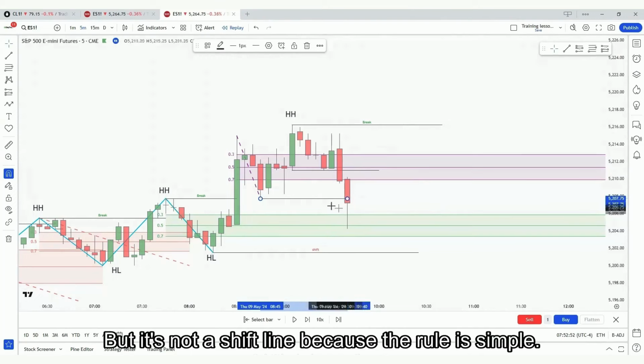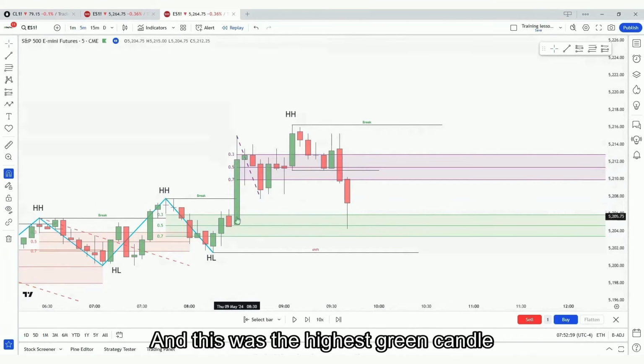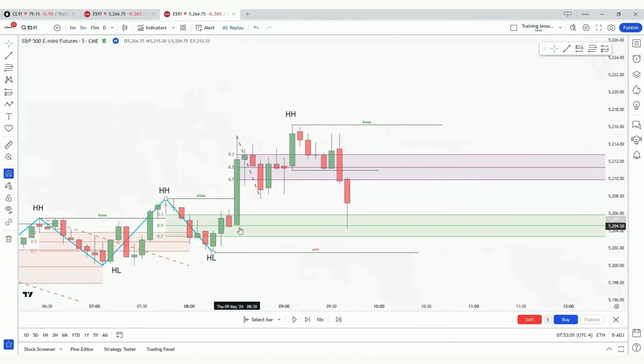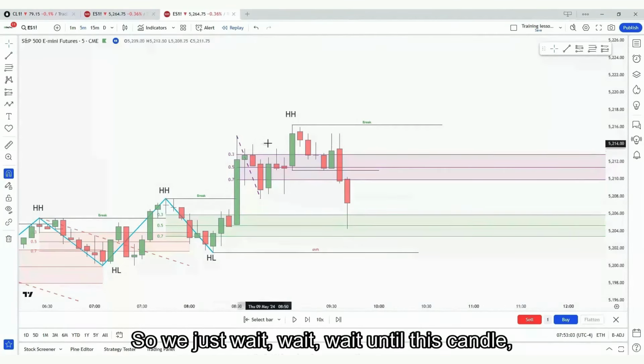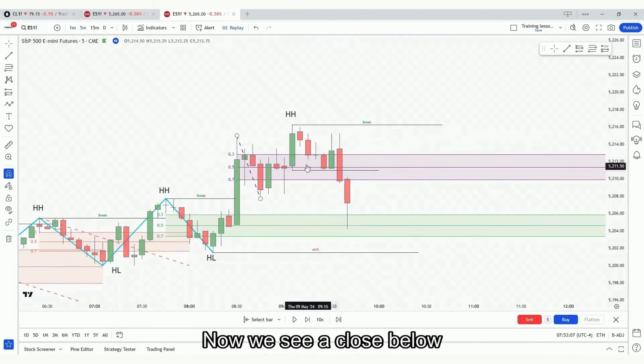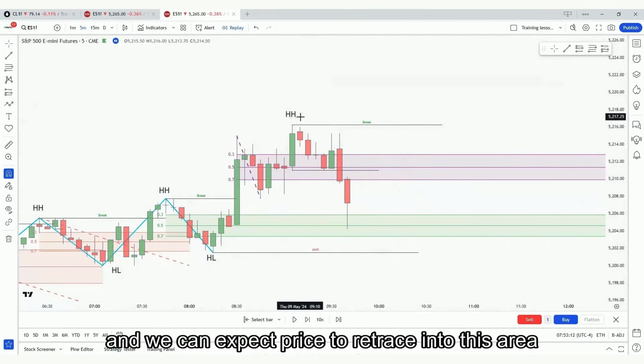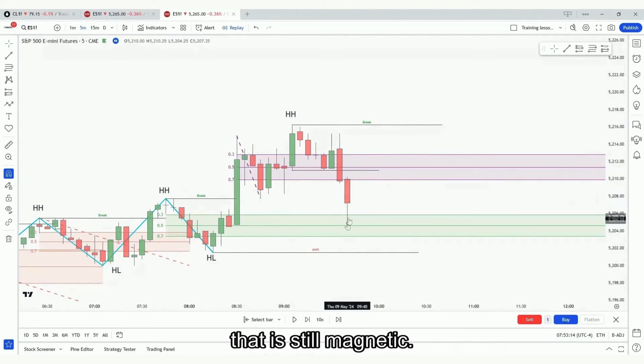But it's not a shift line because the rule is simple. We need to see a close below the highest green candle. And this was the highest green candle and we did not have a close below it. So we just wait until this candle, this is the highest green candle. Now we see a close below and now we know we have a higher high and we can expect price to retrace into this area that is still magnetic.